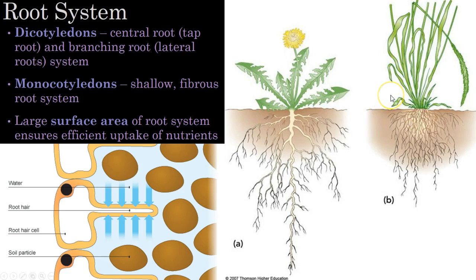So the root hairs, which is part of the root system, if this is our root here, the root hair allows for a further increase in surface area because you've got all this area along here, and that then allows for further uptake of nutrients from the soil solution.